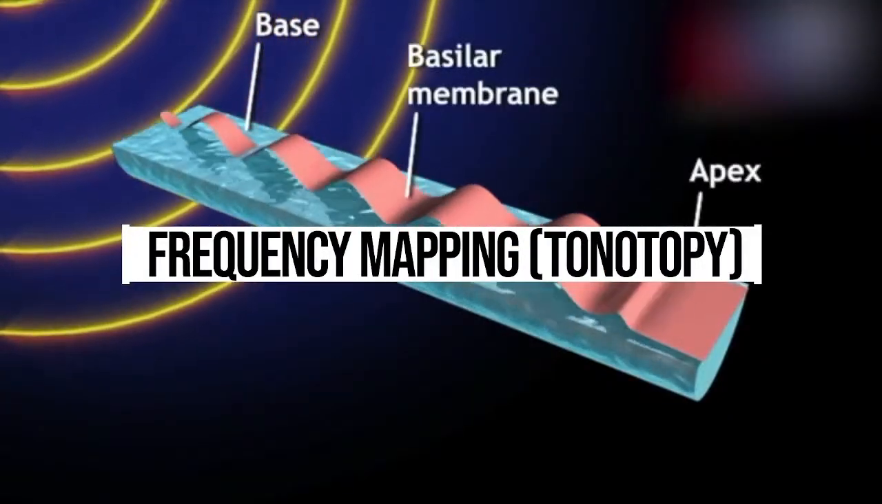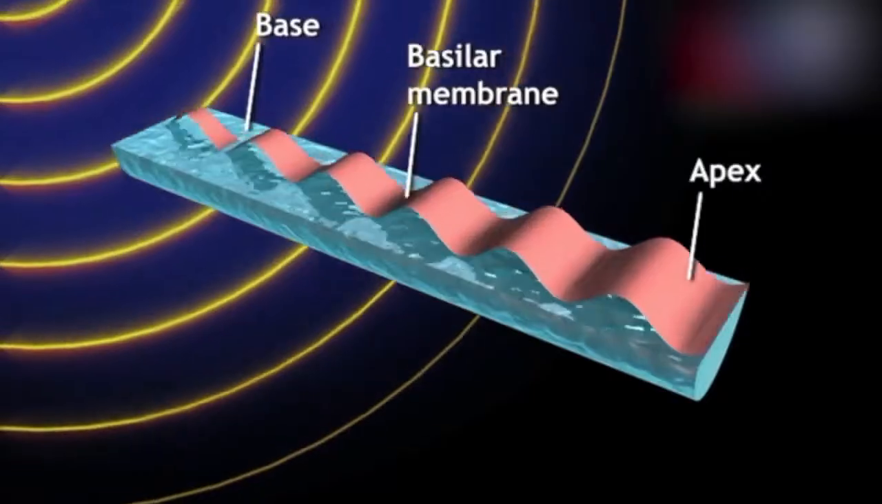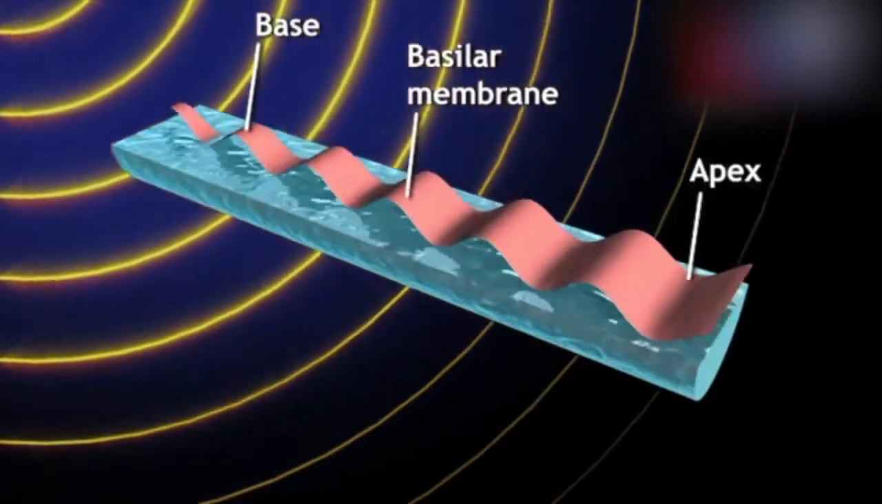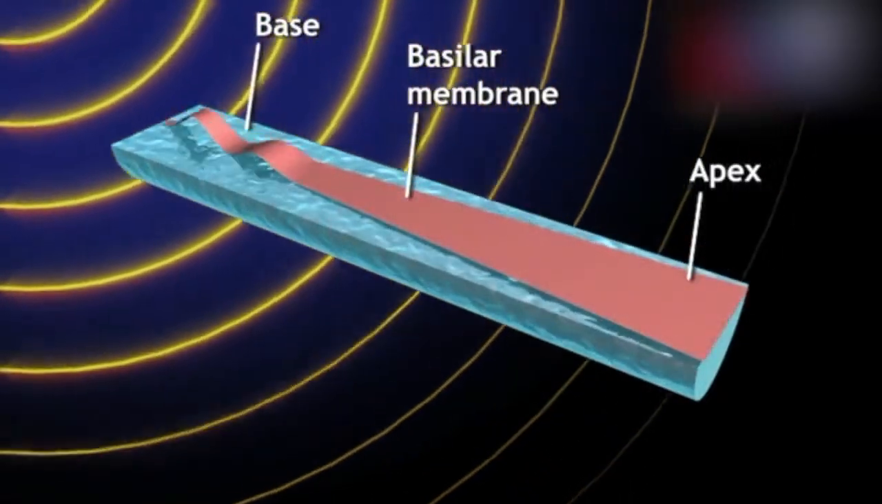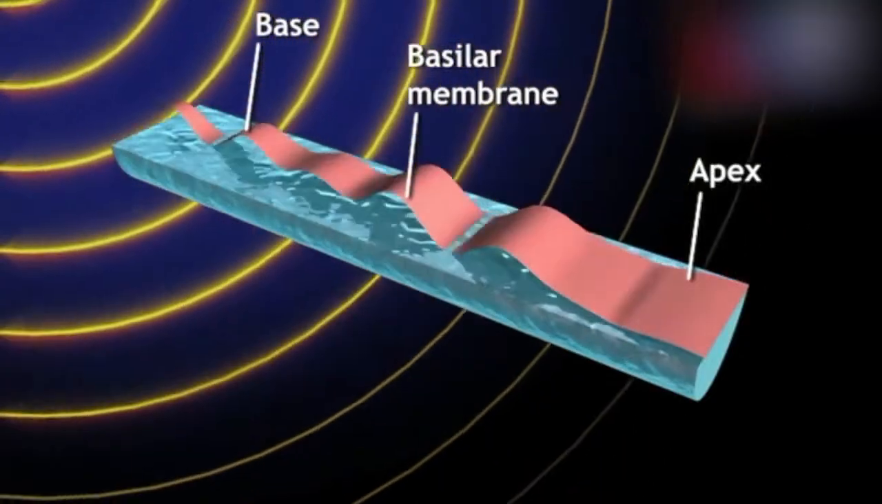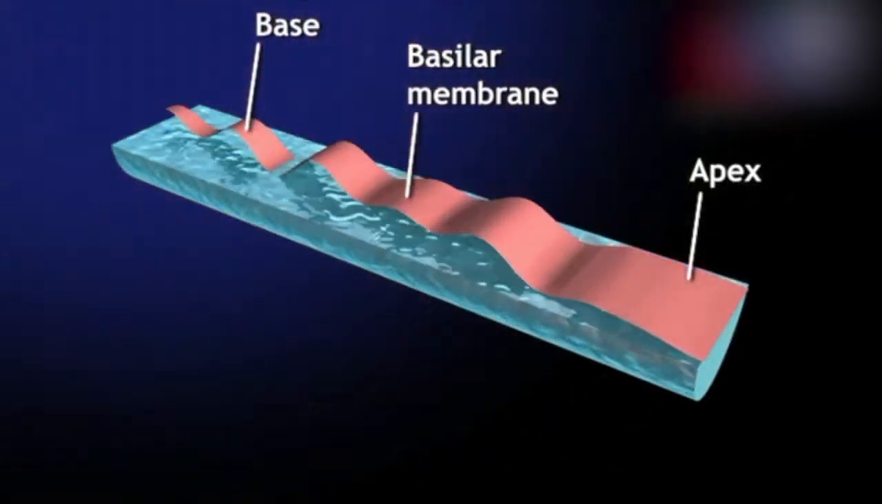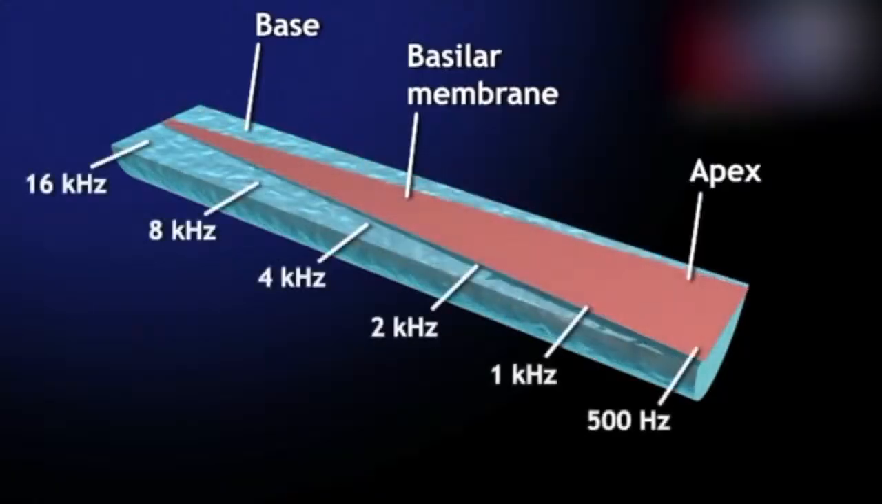Frequency mapping, tonotopy. Different frequencies of sound affect different parts of the cochlea. High-frequency sounds cause more movement at the base of the cochlea, while low-frequency sounds affect the apex. This tonotopic organization allows the brain to distinguish between different sound frequencies.